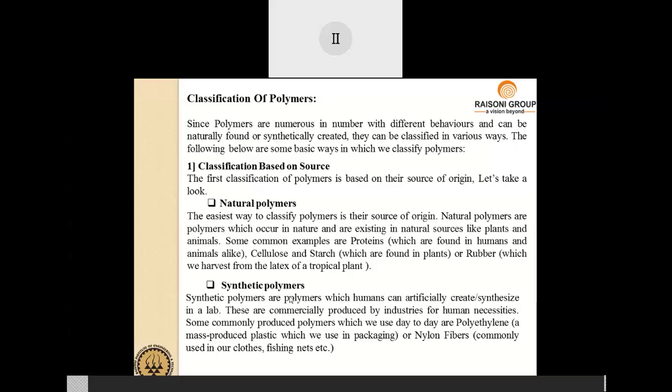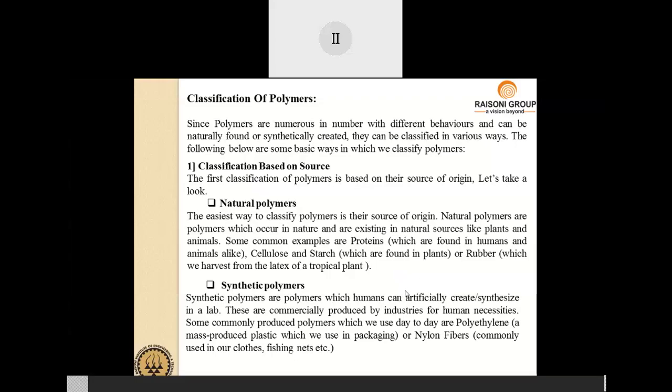One example is given here. Some common examples are proteins, which we can find in humans and animals. Then we can also find cellulose, rubber or starch in different plants, or different tropical plants. So these are the natural polymers.